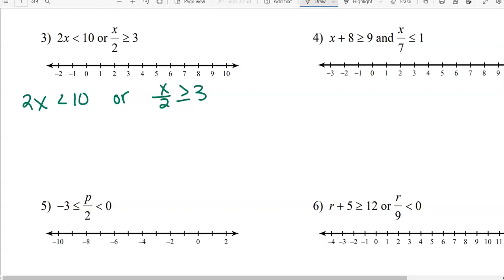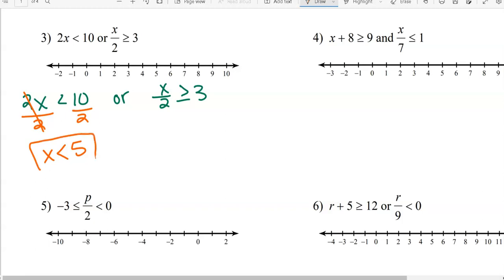So is 2 being added to the x right now? No, how is 2 attached to the x? It's being multiplied. So to undo that, we're going to divide it. Do we flip the sign? That's a good question. No, how come? Good. We divided a positive. We did not divide a negative. So my sign is going to stay the same.